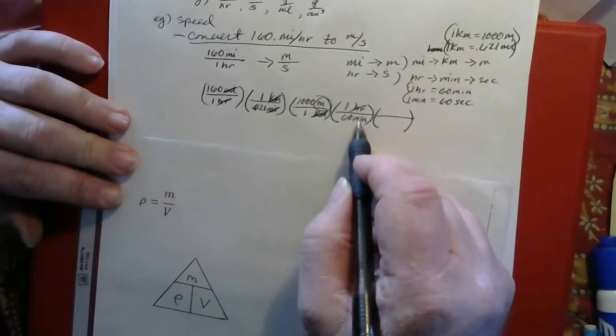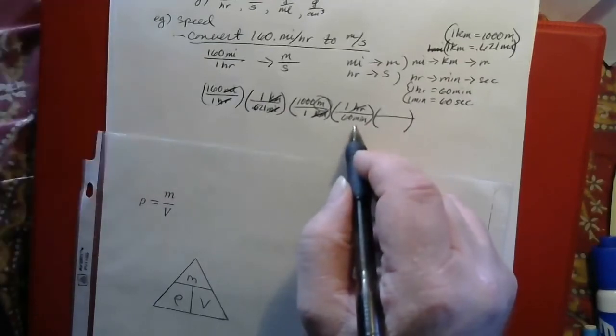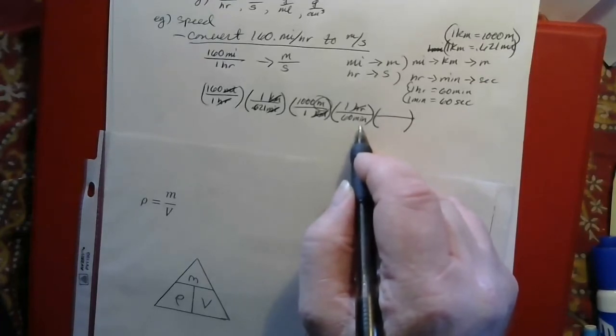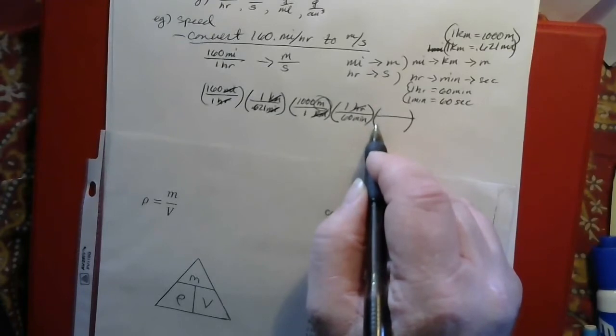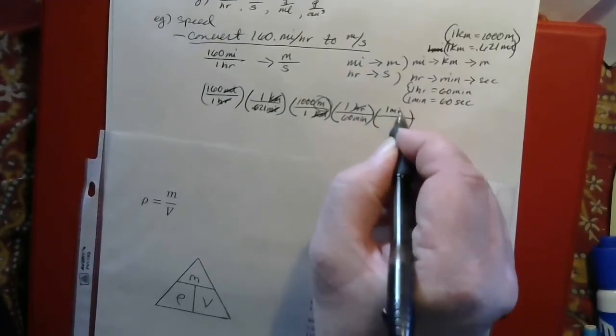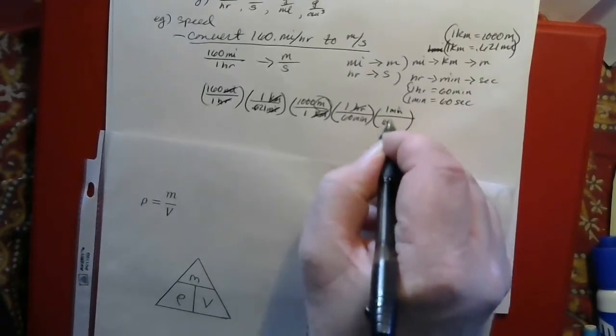So there's one more step. Minutes are the units we want to convert to seconds, but again, minutes is on the bottom of the fraction, so the minutes in the conversion factor have to go on top, so it'll cancel out. It's 1 minute over 60 seconds.